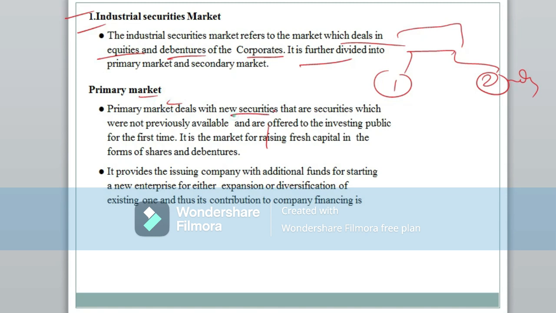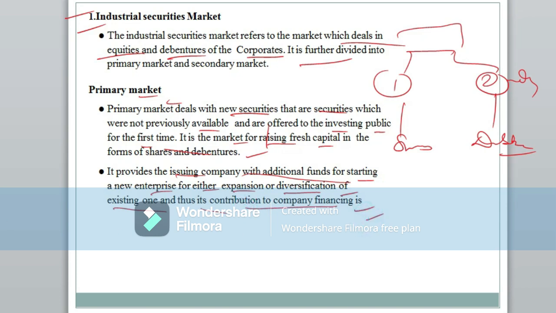Primary market deals with new securities that are coming into the market and were not available previously, and that are offered to the public for the first time. So it is a market for raising fresh capital in the form of shares and debentures. So it provides the issuing company with additional funds for starting a new enterprise, or for expansion or diversification of an existing one, and thus it contributes to the company's financial strength.